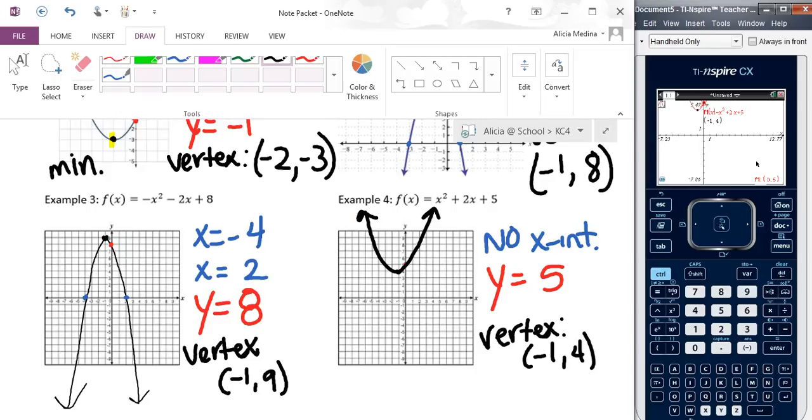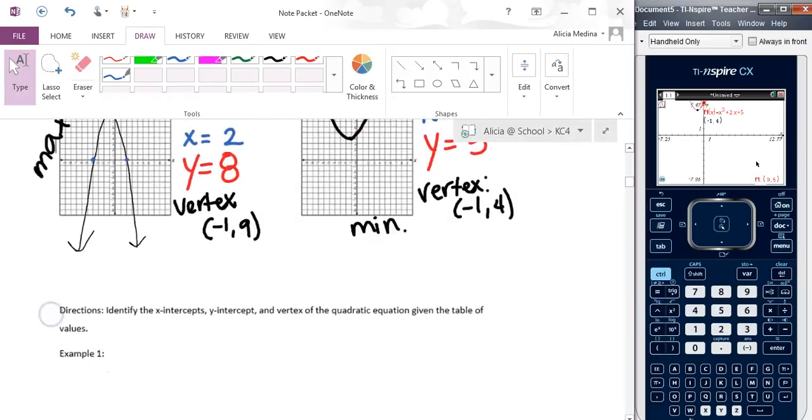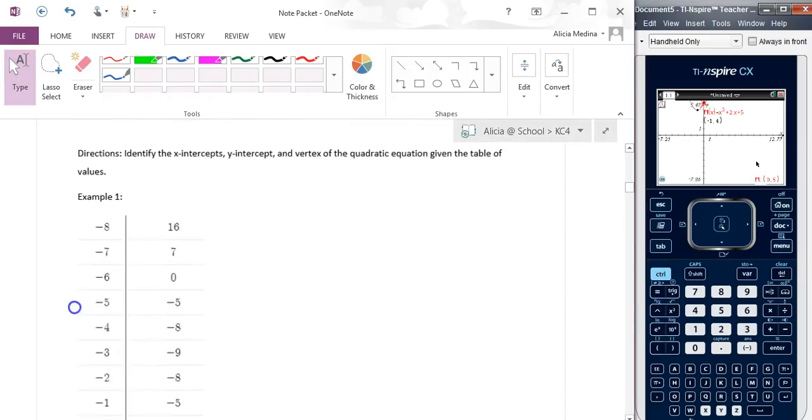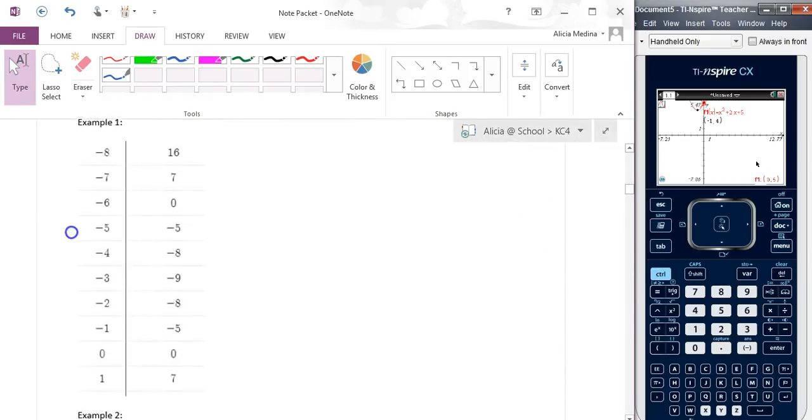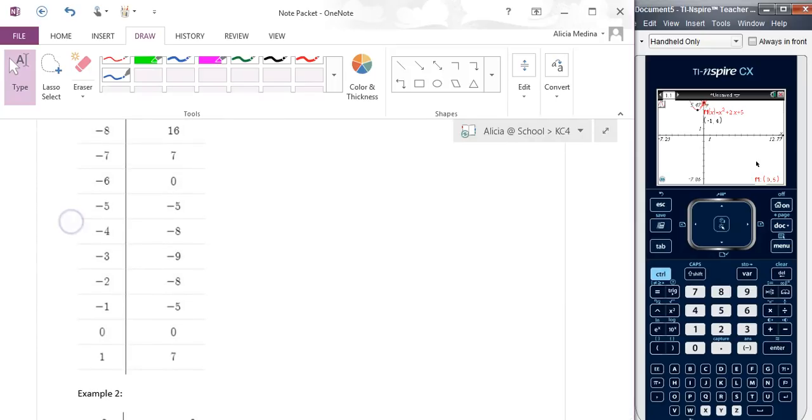The other thing is we know that this is a minimum, and example number 3 was a maximum. Okay, now let's look at some of these examples when we have a table. So a table, a little bit different. X-intercept, y-intercept are still the same, right?